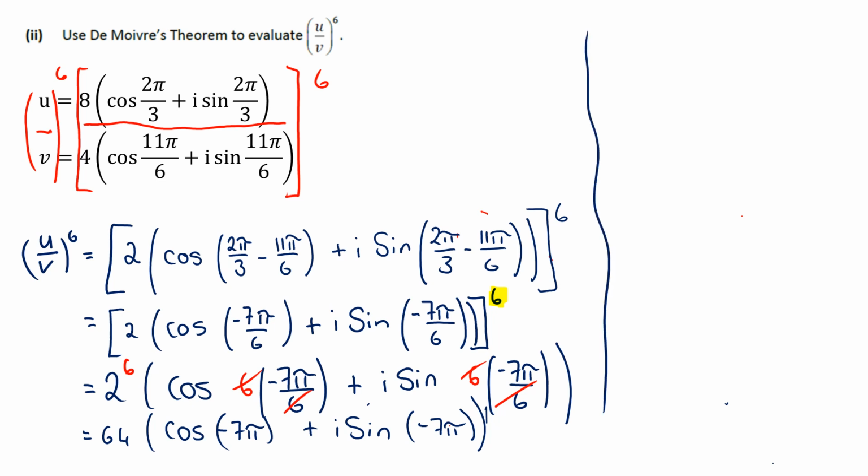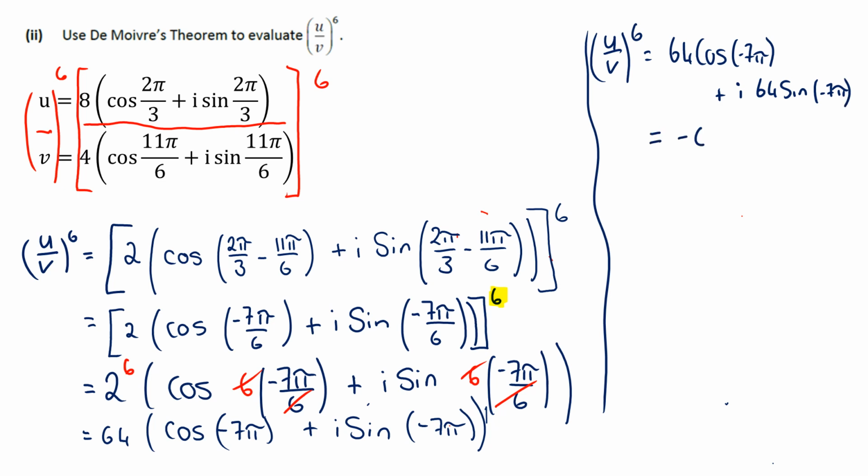I'm going to do it just over here for a bit of space. So we're doing u over v to the power of 6. So I would generally put in the calculator 64 cos of minus 7 pi. Again, double check you're in radians. Plus i, you can't put that in the calculator. So, sorry, you can't put the i part into the calculator. But you can have 64 sine of minus 7 pi. So that should be able to go into the calculator, and what that gives us is minus 64, and then that gives us a 0i.